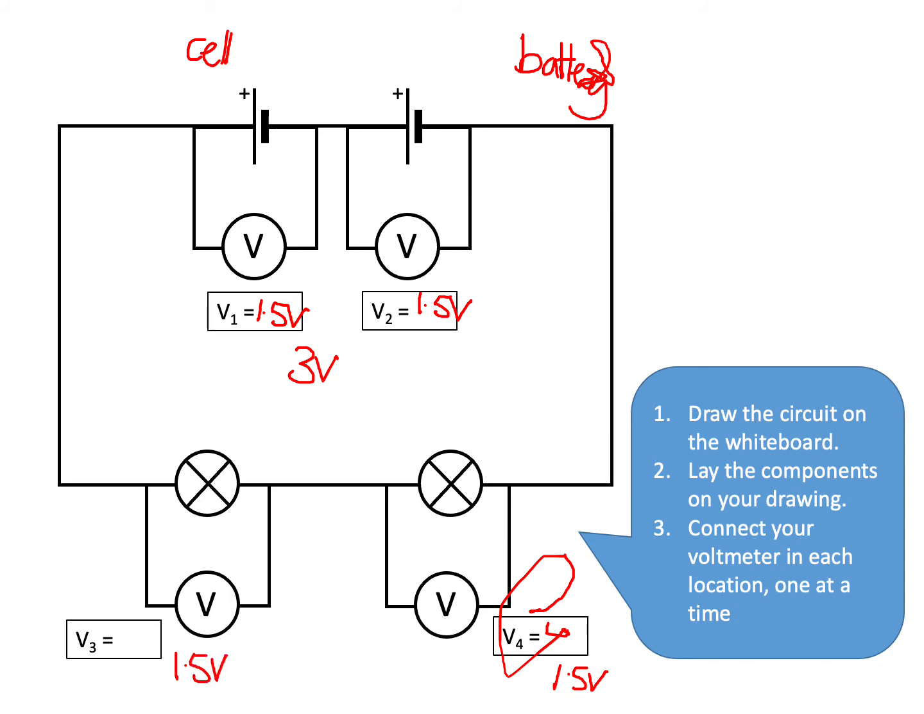Now in the classroom it doesn't always work out exactly, usually because the 2 lamps are not quite identical, but what you will always find is that these 2 values will add up to 3 volts. So make sure that you record your values onto your results table, and make sure that you record the conclusion that the voltage across the 2 lamps combined is equal to the total voltage from the power supply.